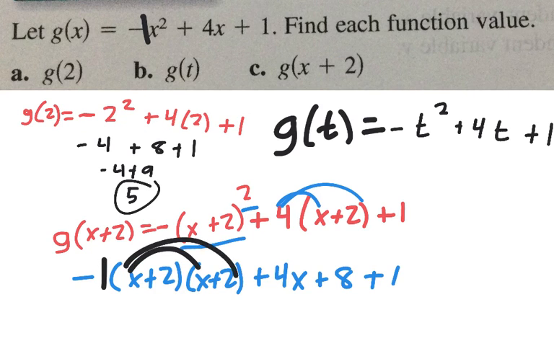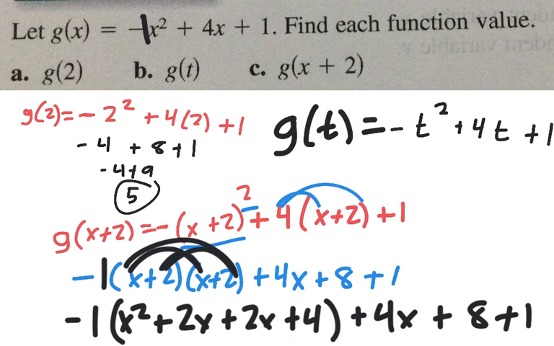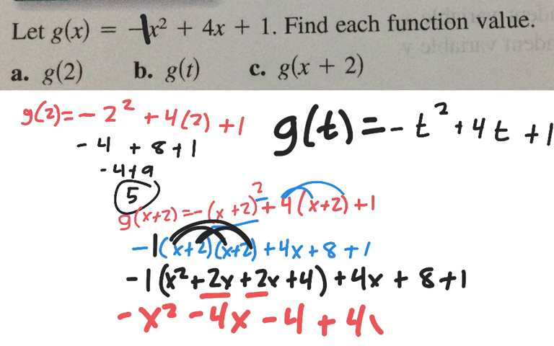Okay, so I'm just going to go ahead and distribute here. So x times x is x squared. x times 2 is 2x. 2 times x is 2x. 2 times 2 is 4. But I can't forget I had a negative 1 out front there. And then I have the plus 4x plus 8 plus 1. So this is going to give negative x squared minus 4x, because 2x and 2x is positive 4x, but then when I distribute the negative 1, that becomes negative 4x minus 4, plus 4x plus 8 plus 1.